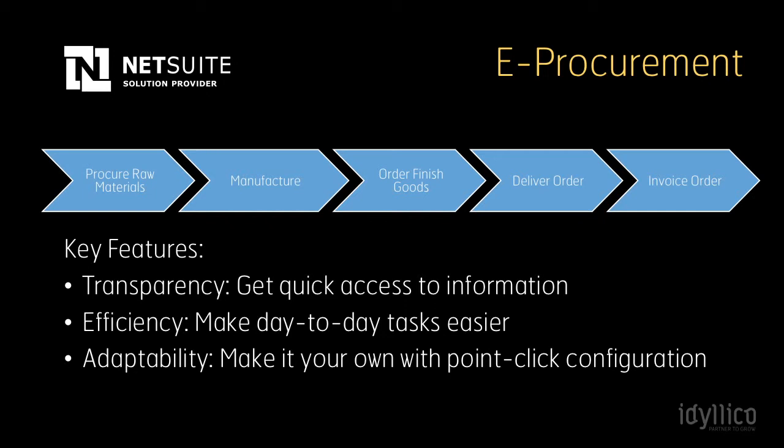Typically, we procure raw materials that we run through the manufacturing process to create the finished goods. Our customers have access to a customer portal through which they can place orders for our finished goods or check status of existing orders. Once the order is placed, we can fulfill the order and invoice the customer. We will be highlighting the key features of NetSuite, which is transparency to get quick access to information, efficiency to make day-to-day tasks easier, and adaptability, make it your own with point-click configuration.